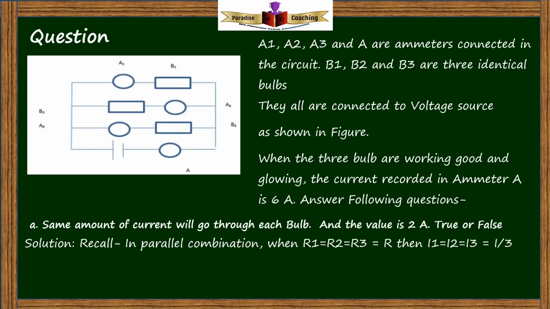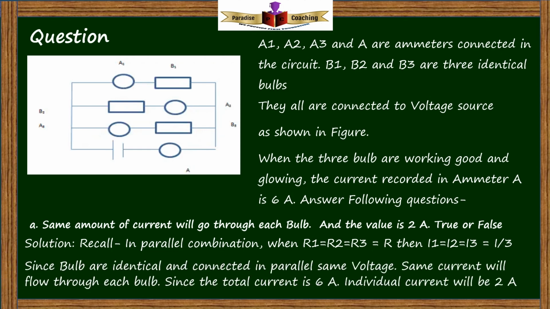Recall, in parallel combination, when R1 equals R2 equals R3 equals R, then I1 equals I2 equals I3 equals I/3. Since the bulbs are identical and connected in parallel with the same voltage, the same current will flow through each bulb. Since the total current is 6A, individual current will be 2A.